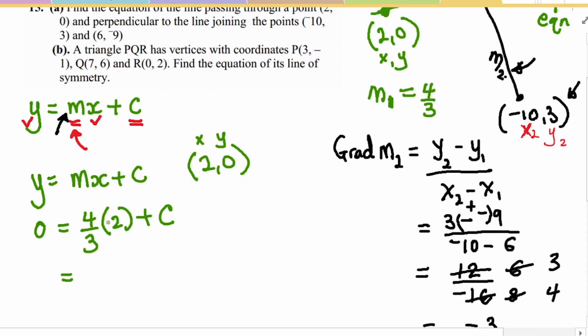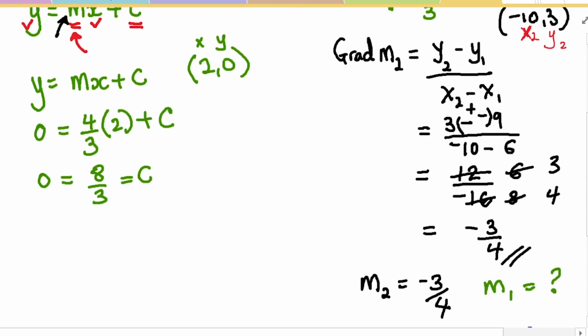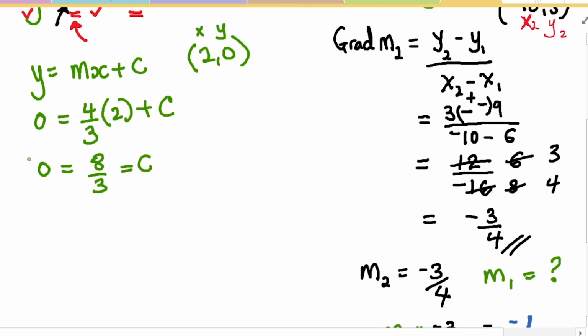So that's going to become 4 times 2, which is 8/3, equal to c, that is equal to 0. Of course, when we make c the subject of the formula, this becomes 0 minus 8/3, giving us c. Oh, this is 8/3 plus c. Okay, so meaning our value of c here is negative 8/3.